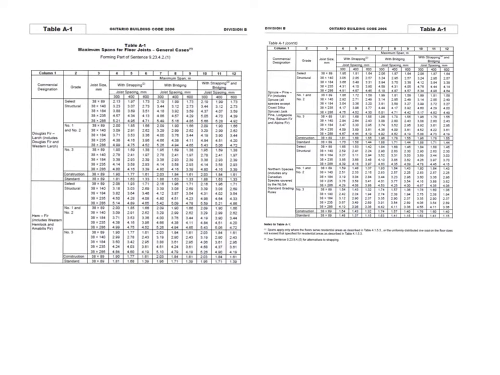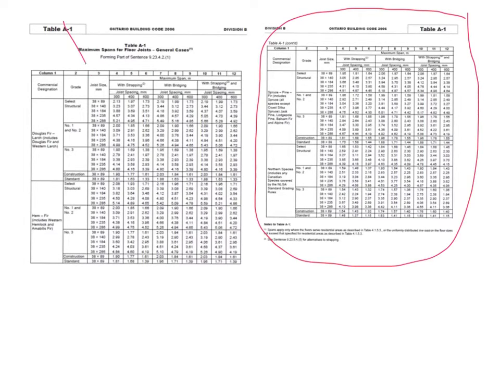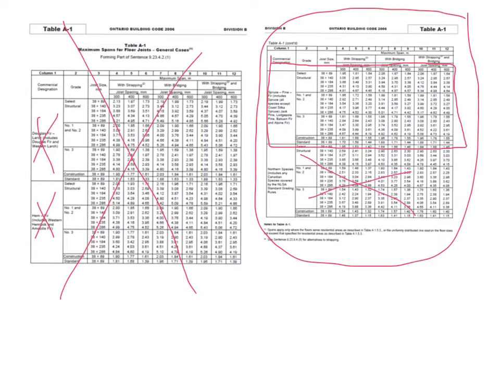So for the purposes of your assignments, we're going to be using the second page of table A1. We're not going to use the first page. We don't get into Douglas fir around here or hemlock fir, and we'll be using the spruce pine fir. So that section of the table is what we'll be using. Also, as we work through our next example, have your Ontario Building Code out for the purposes of clarity, and you can reference it.